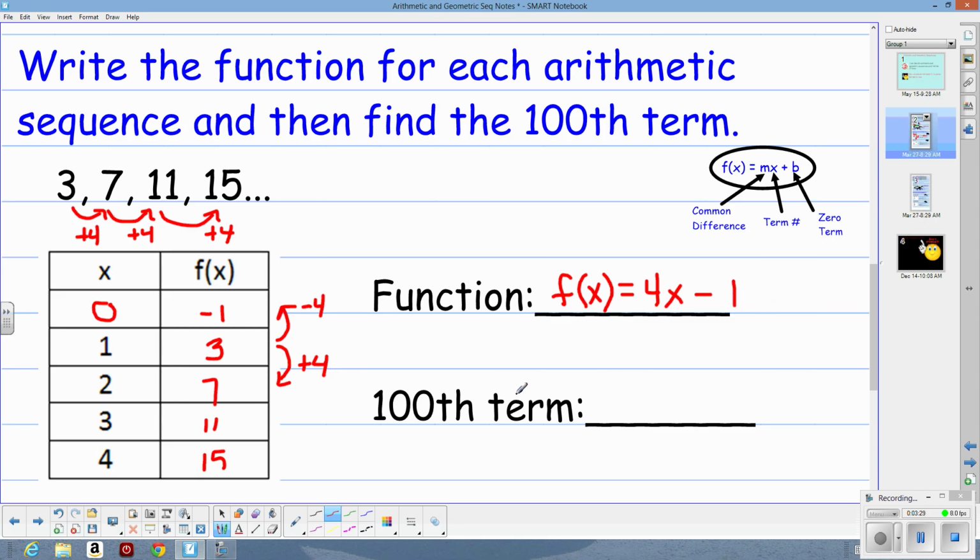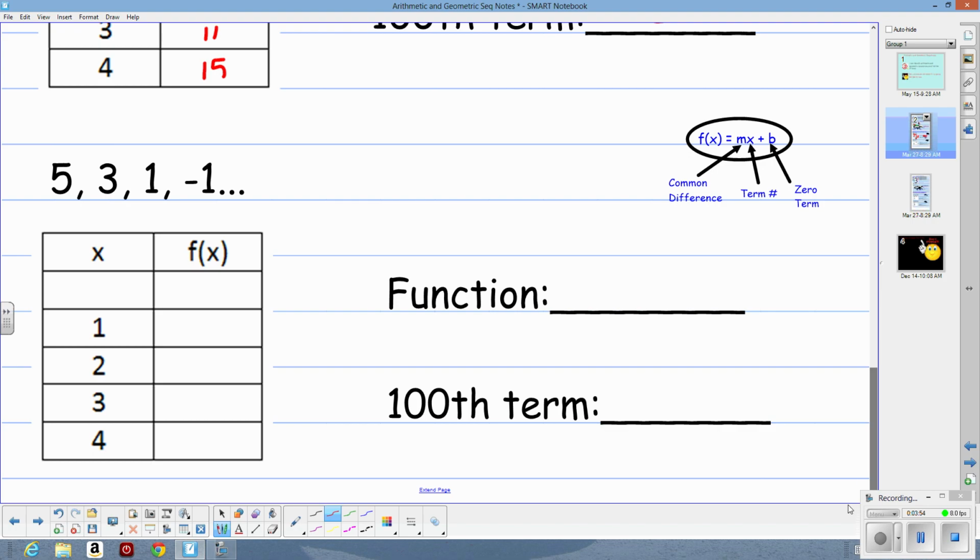Now to find the 100th term, f of 100 equals 4 times 100 minus 1. 4 times 100 is 400 minus 1 is 399. You may want to pause the video and try the next one on your own.